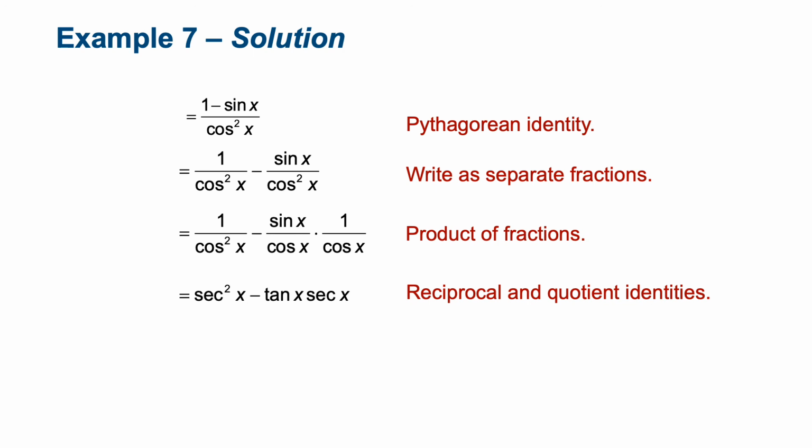So 1 over cosine squared of x is just secant squared of x because they're related by the reciprocal function, right? Sine of x over cosine of x is equal to tangent. And 1 over cosine x is secant by definition. So your final answer will be secant squared of x minus tangent of x times secant of x.